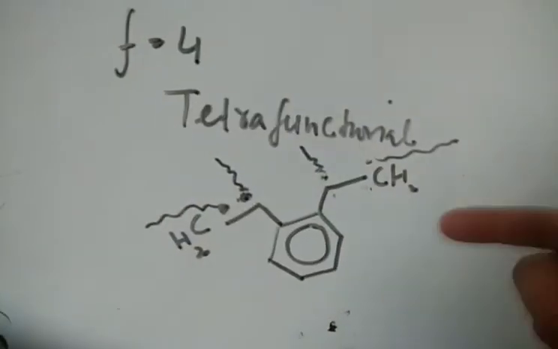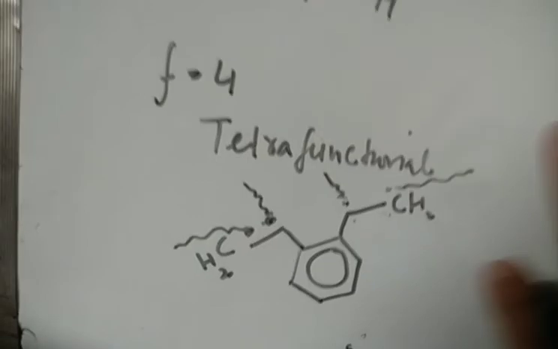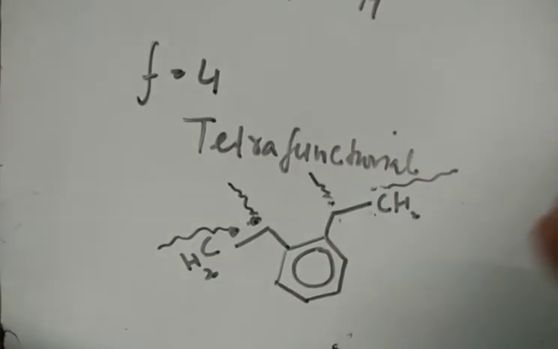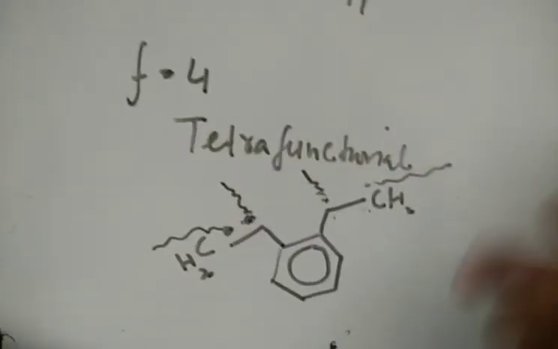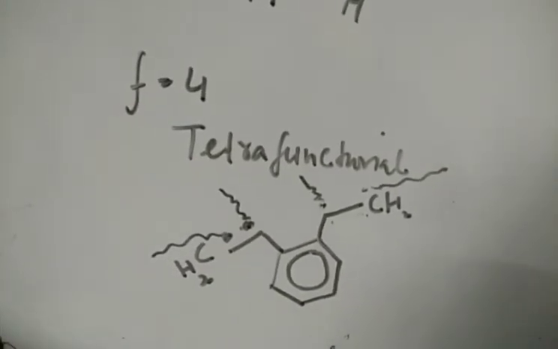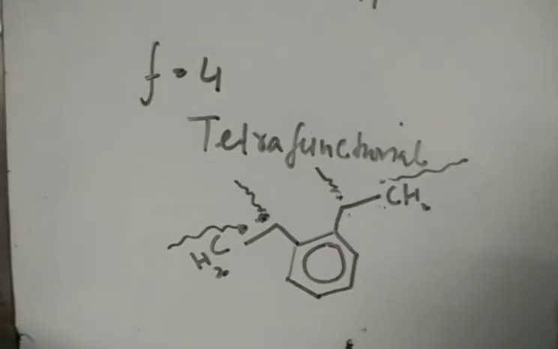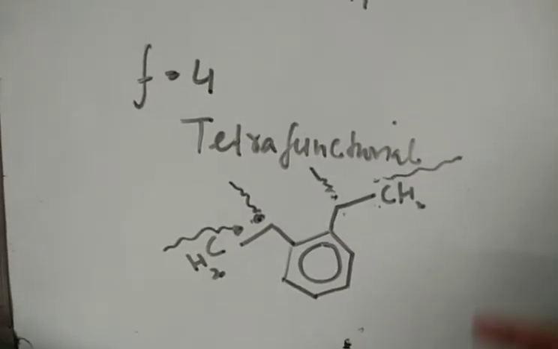Likewise, there can be other molecules. So this is the basic concept of functionality. It can be defined as the number of bonds that a monomer unit can form, or the number of ways it can undergo the polymerization process. So this is called the functionality.